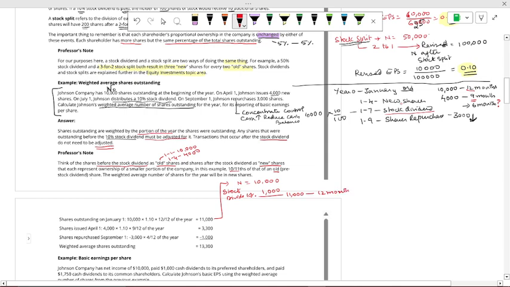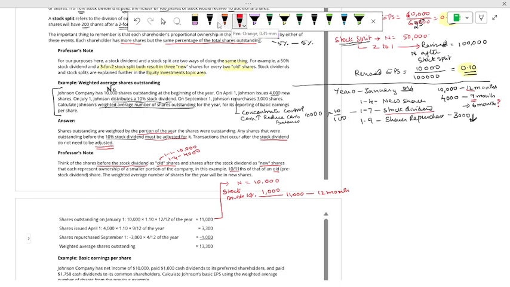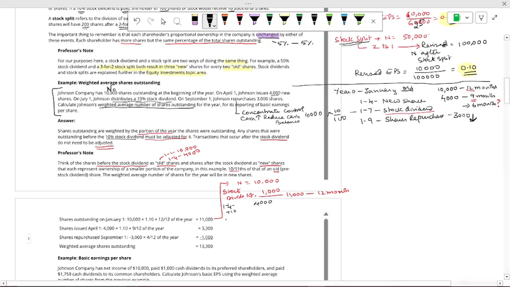Yes, this is for the full 1 year. Next, what is the second one? The second one says that we have something on 1st of April. How many shares have they issued on 1st of April? 4,000. Okay, how much are they issuing? Stock dividends of 10%. Okay, how much? 400. This is 4,400.